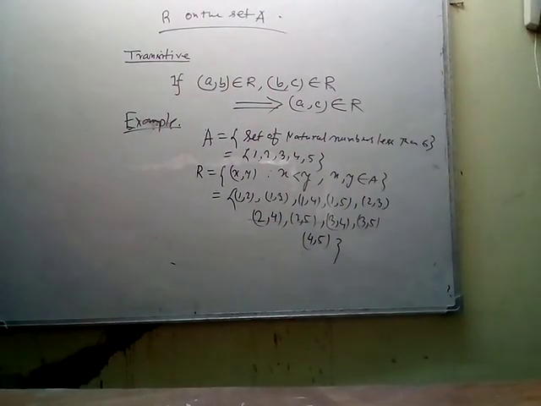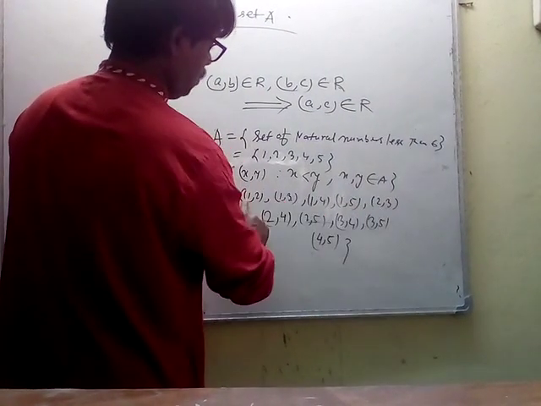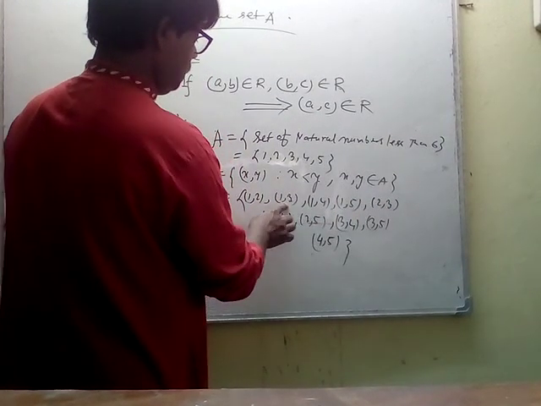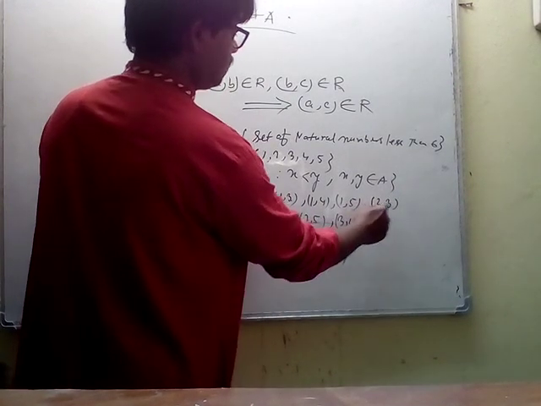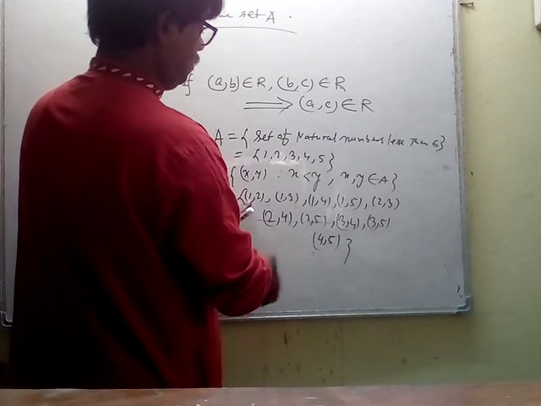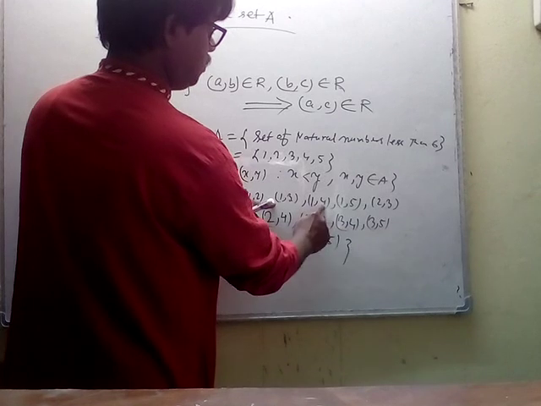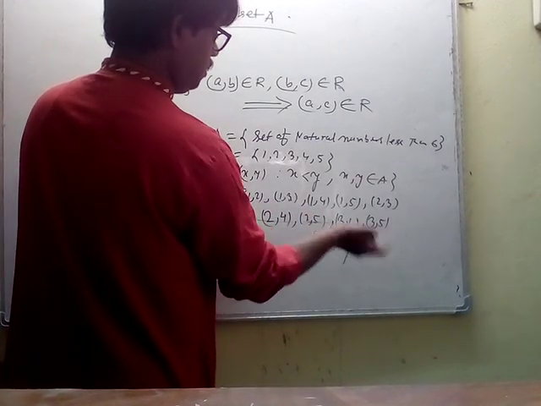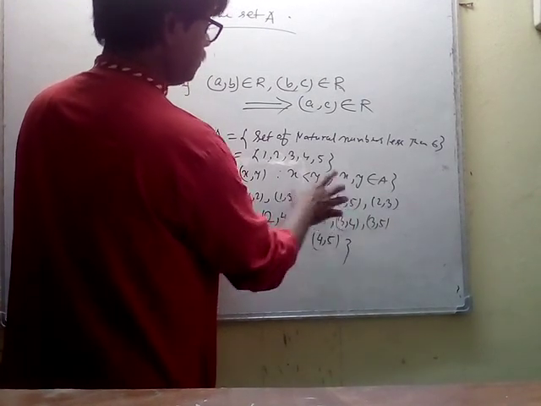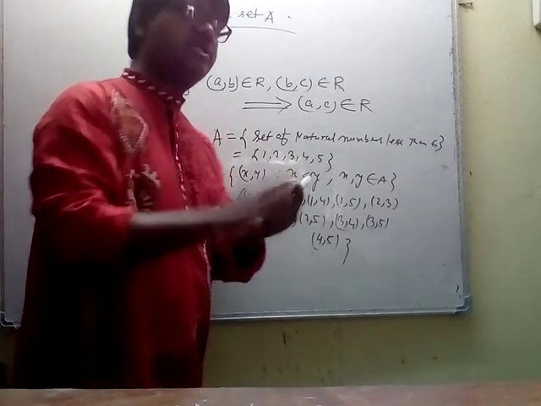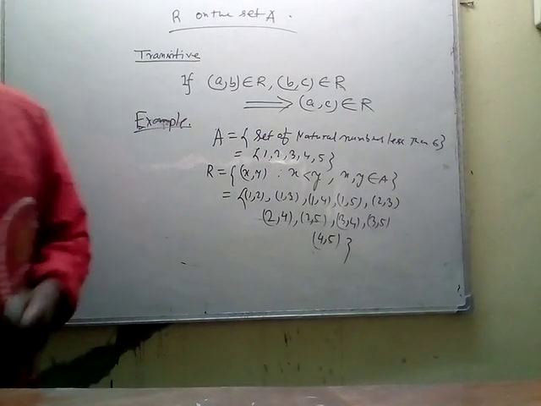This is transitive because 1 is related to 2 and 2 is related to 3, then 1 is related to 3. 1 related to 3, 3 related to 4, then (1,4). 1 related to 4, 4 related to 5, then (1,5). So it is obviously x less than y, y less than z, then x less than z. This is a transitive relation.